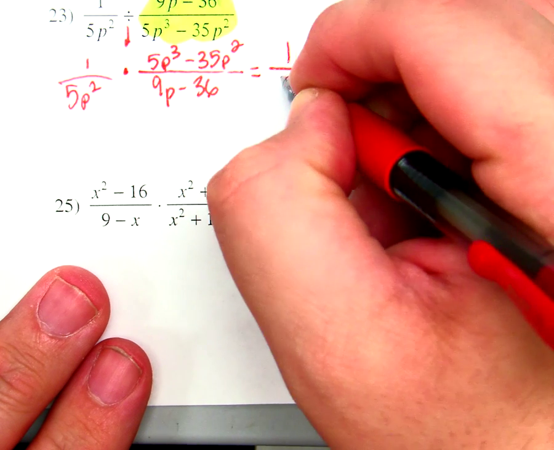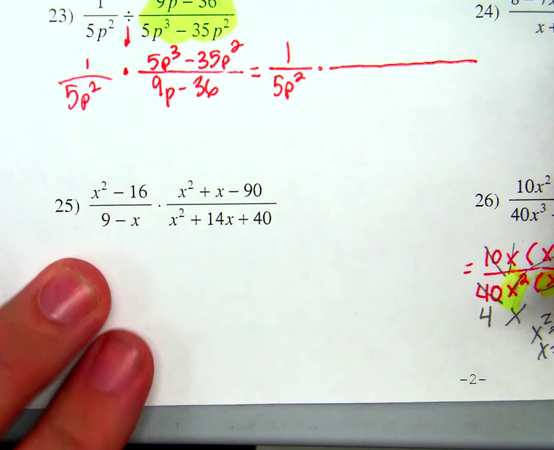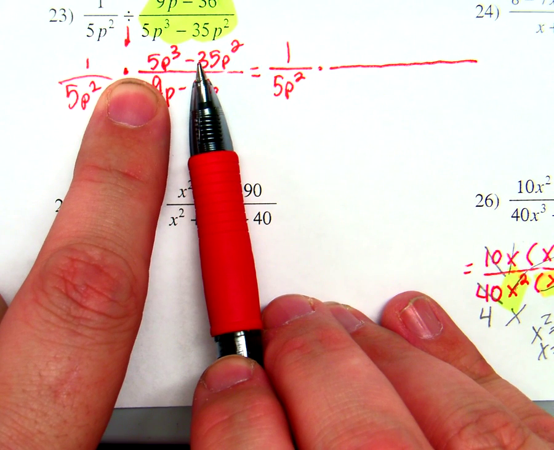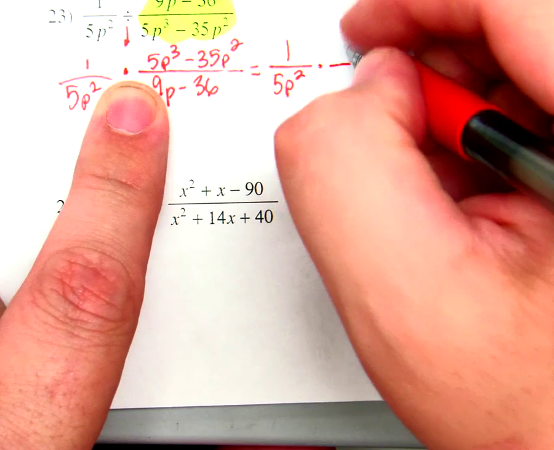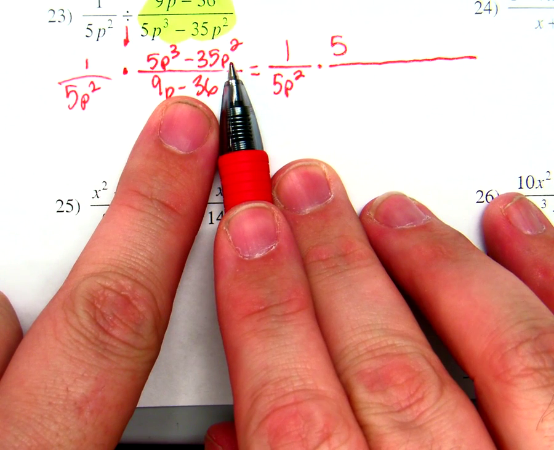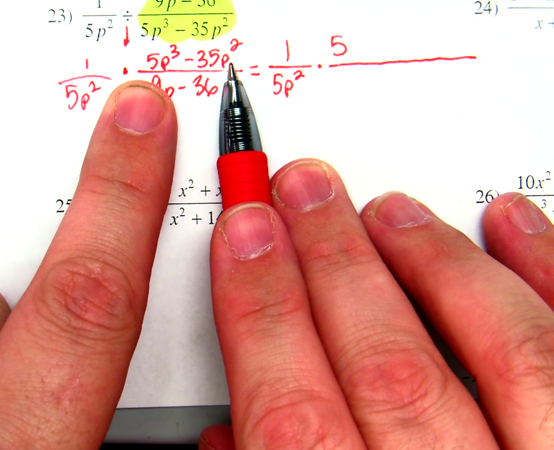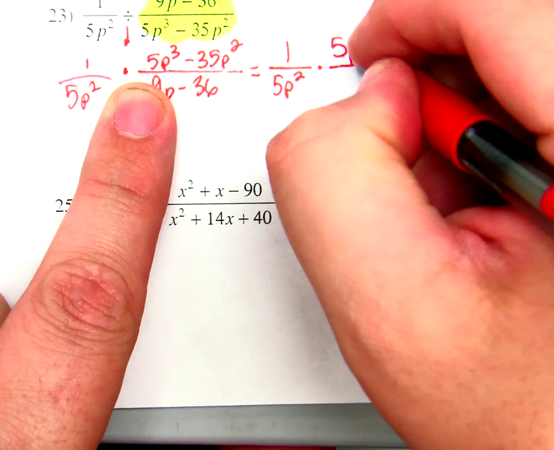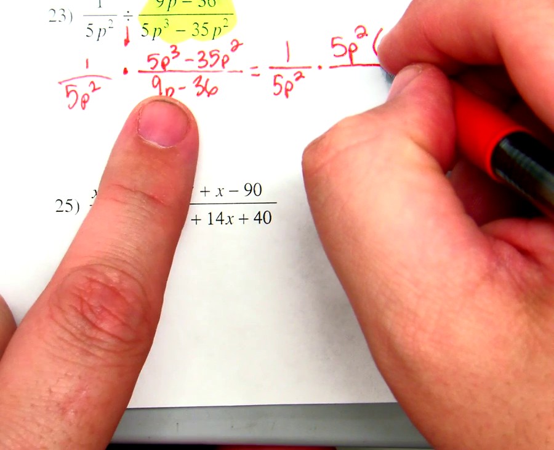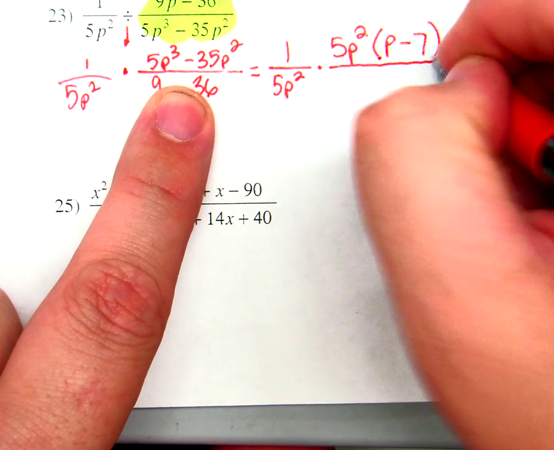First guy we don't factor at all. The second one, 5 and 35, is there a common factor? 5. Now I have p cubed and p squared. When we factor out a common factor with variables, you always take, is it the biggest one or the smallest one? The smallest one. So it would be a p squared. And so I took out, I need a p there, so it's p minus 7.